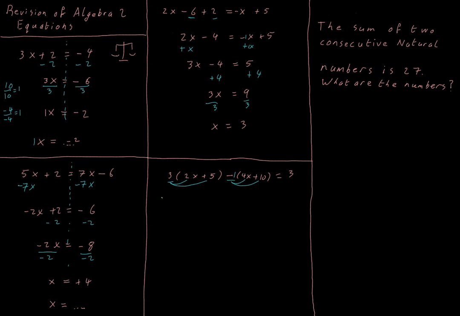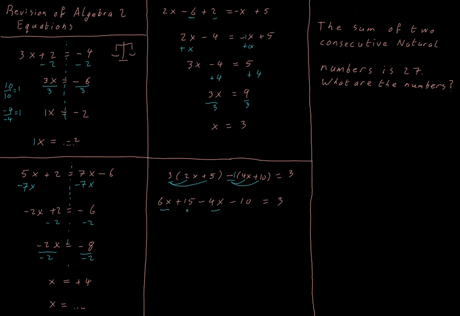So 3 by 2x is going to give me 6x, 3 by 5 is going to give me 15, minus multiplied by plus 4x is minus 4x, and minus multiplied by plus 10 is going to be minus 10, minus by plus is going to give me minus. That's equal to 3, and now I see I have a bunch of like terms.